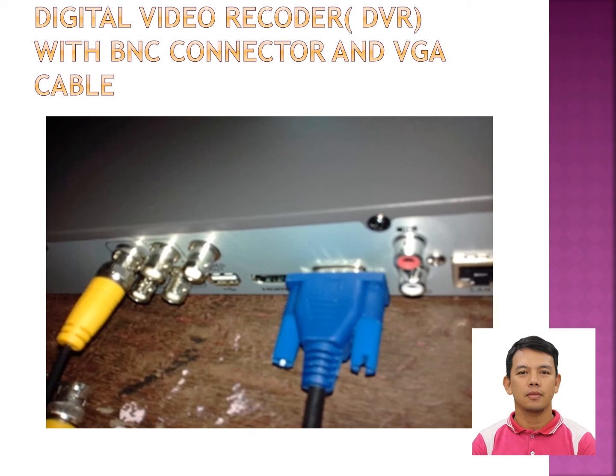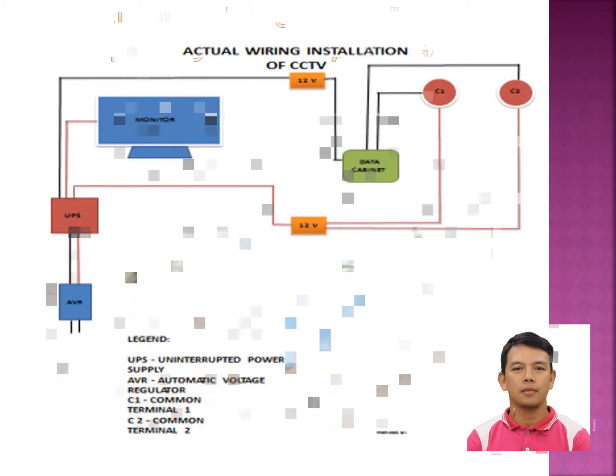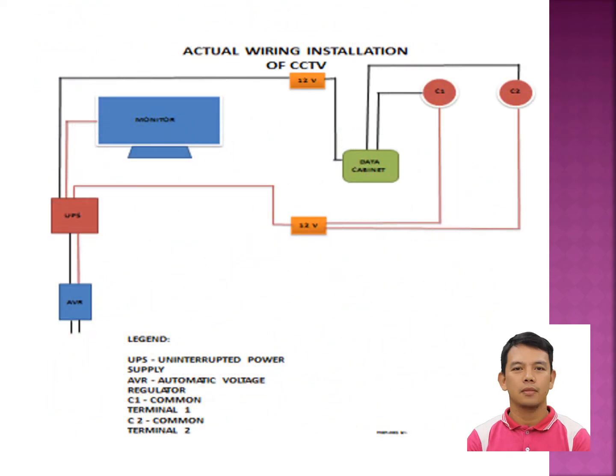So this is the digital video recorder or DVR with BNC connector. So this is the BNC connector, connect the first camera. And then the VGA cable connects the DVR to the monitor. So makakita ka sa mga footage through this cable. So the actual wiring of the installation of CCTV.